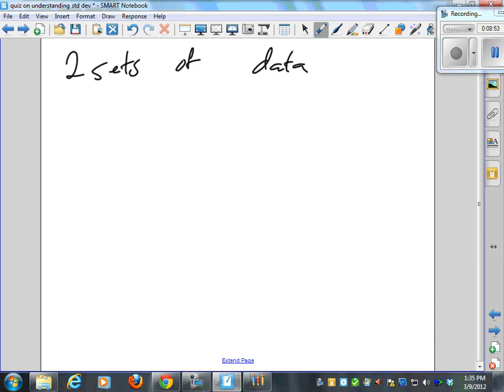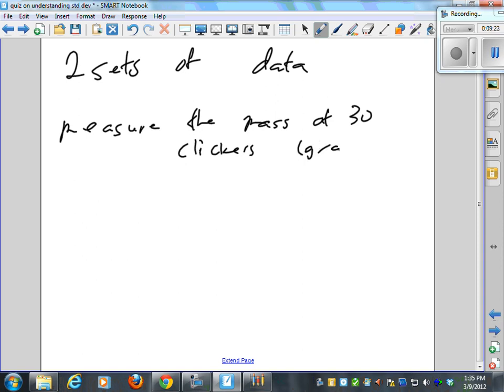It doesn't have to be related to sports. It could be anything. It could be a measurement, okay? For example, I have a set of clickers here. They're all pretty much the same, right? Yours is the same as the one I have and everyone else's. So let's say I measure the mass of 30 clickers in grams.